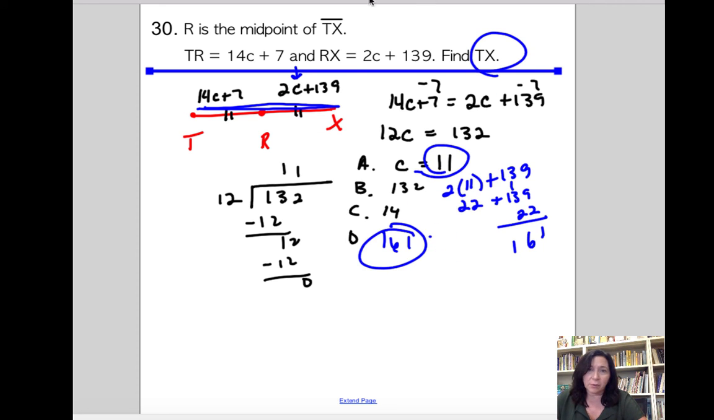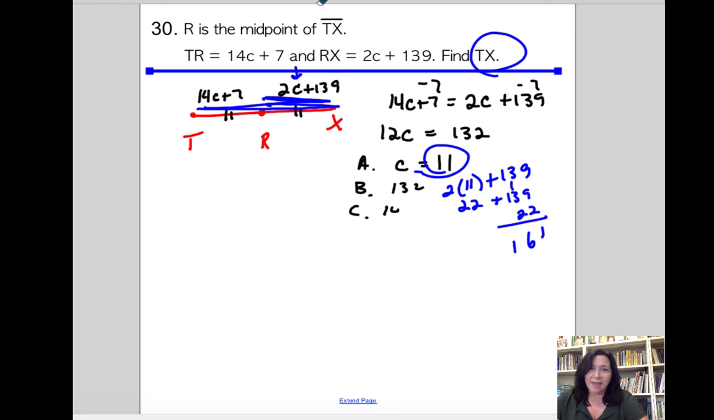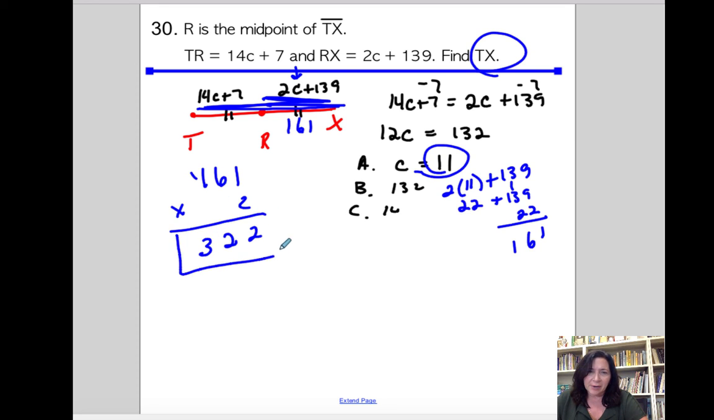What did I just find? Whoops. That's not the answer. Because what I just found, I believe, was this part right here. So that's 161. So keep in mind, once I have that, this is 161. So they want tx, they want that whole length. So 161 times 2 is 322. So tx is equal to 322.